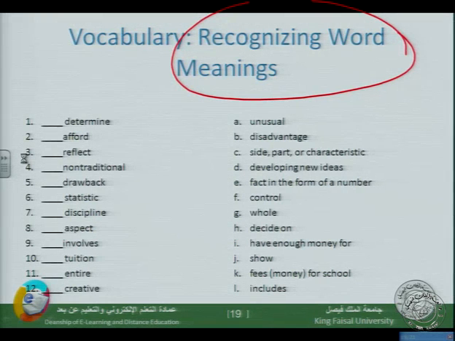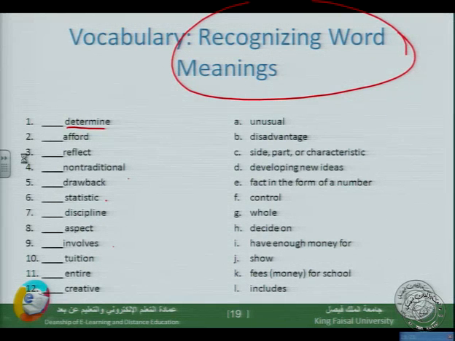So some of them I guess you are familiar with. Some of you, I guess, know the meaning of these nouns or verbs or adjectives. Some of them are verbs, some of them are adjectives, some of them are nouns. Okay, let's start with determine. So, well, we have determine, afford, reflect, non-traditional, drawback, statistic, discipline, aspect, involves, tuition, entire, creative.